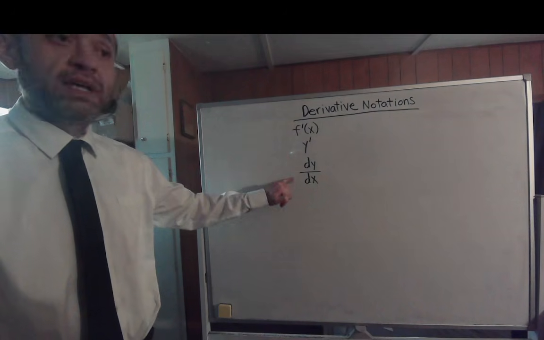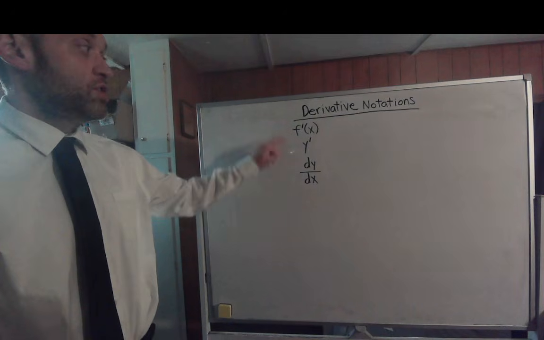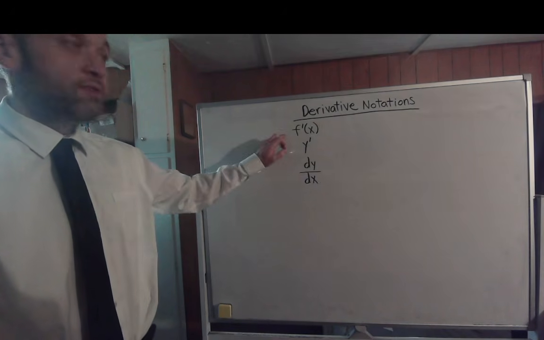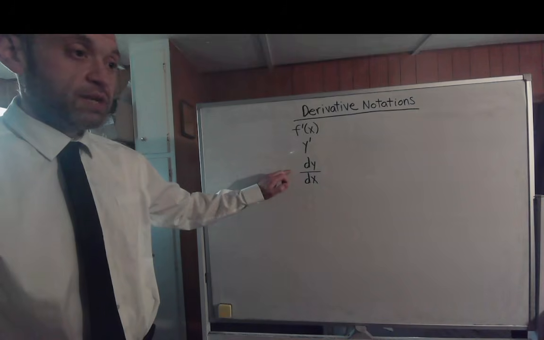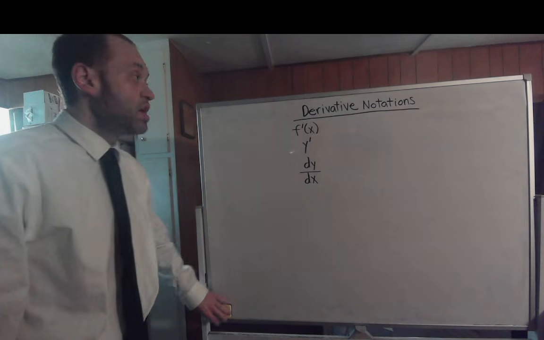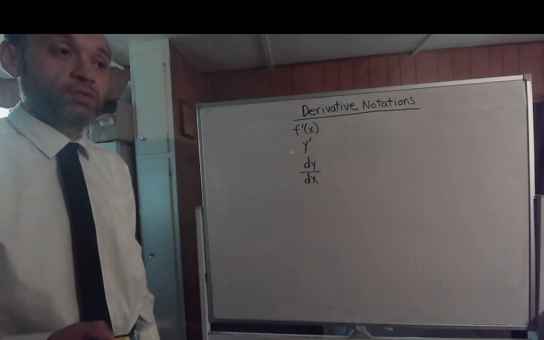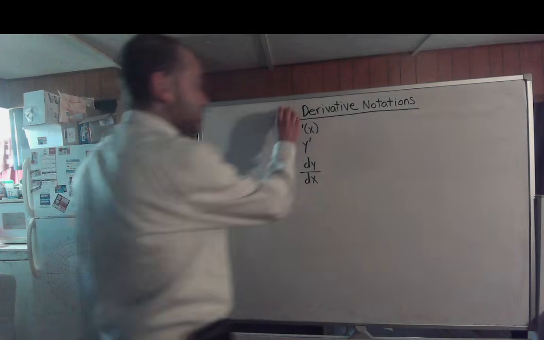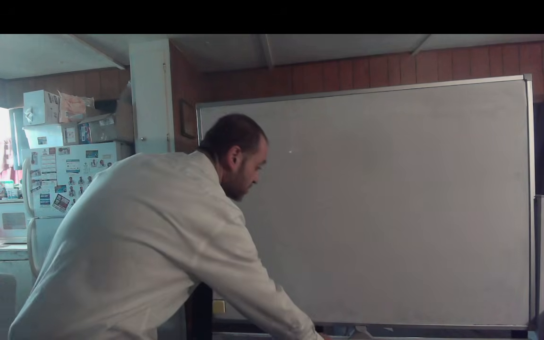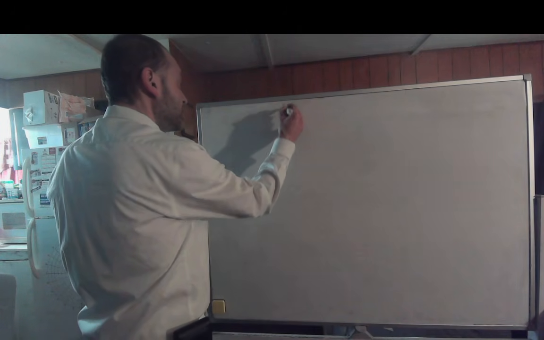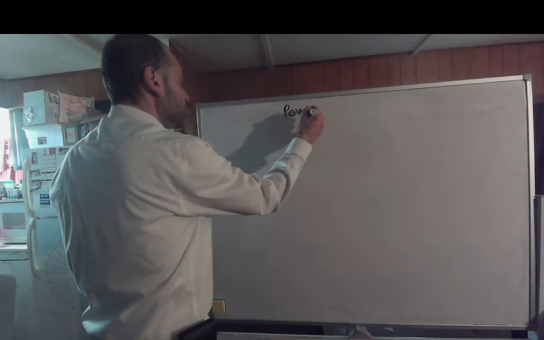All three of these mean the exact same thing, and you'll see all three of these used interchangeably. So f prime of x equals y prime equals dy dx. They all mean the exact same thing, so you'll want to get used to seeing all three of those notations interchangeably. Now let's get into what you really came for today, the power rule for derivatives. And this is going to make your life so much easier. So let's bring out the power rule first.